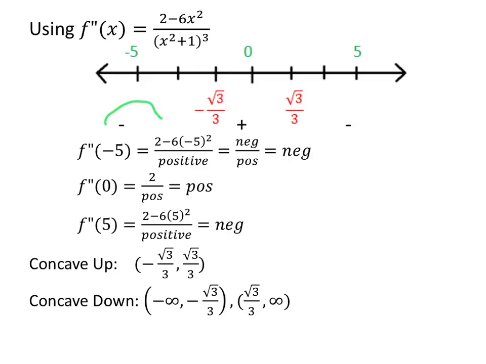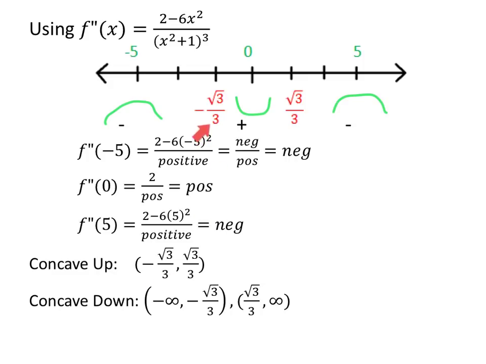So this is going to be concave down. When I put in a 0, the numerator leaves me a 2. 2 over a positive is positive, so we're concave up in the middle. And again, whether it's a negative 5 or a positive 5, when I square it, I get 25. So f double prime of 5 is also negative. Now I know my concavity.